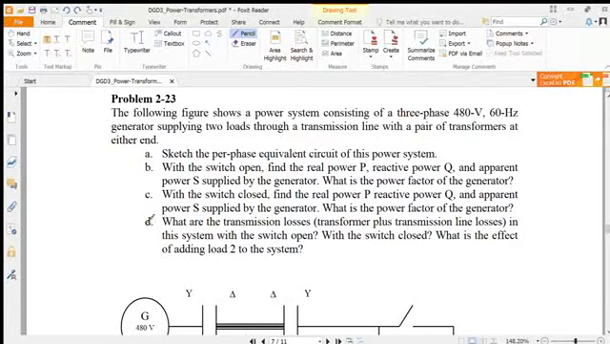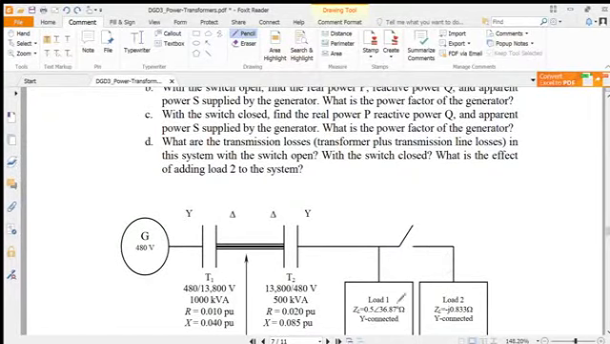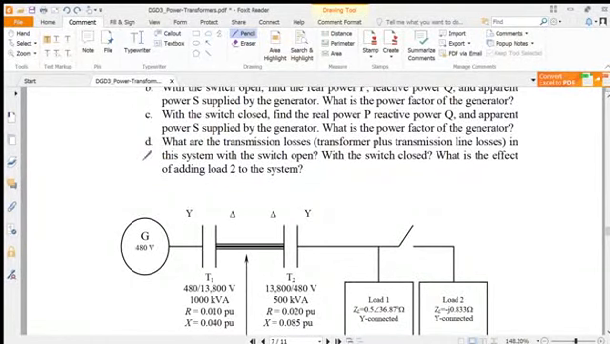Now in question C, when the switch is closed, these two loads are in parallel, and once again we have to find the real power, reactive power, apparent power, and the power factor as well. And in the fourth part, we have to find the transmission loss, that is I squared R, in the system when the switch is open and when the switch is closed. In both cases we have to find the transmission loss and the effect of adding load on the system. So we also have to comment on what happens if we add load 2 to the system.